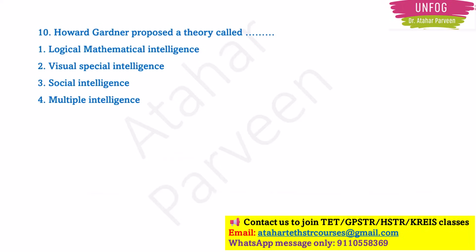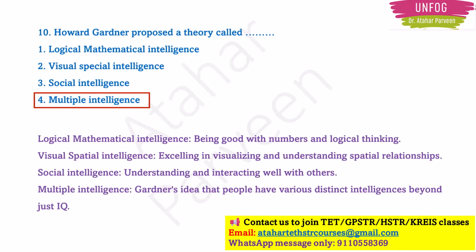Next question. Howard Gardner proposed a theory called, so what was the theory proposed by Howard Gardner? It is multiple intelligence. Actually, logical mathematical intelligence means being good with numbers and logical thinking. Visual spatial intelligence means being good in visualizing and understanding different relationships. Social intelligence means understanding and interacting well with others. Whereas multiple intelligence is the one wherein people can have various different types of intelligence beyond IQ. This idea of multiple intelligence was given by Howard Gardner. Okay, so option 4 is the correct answer.